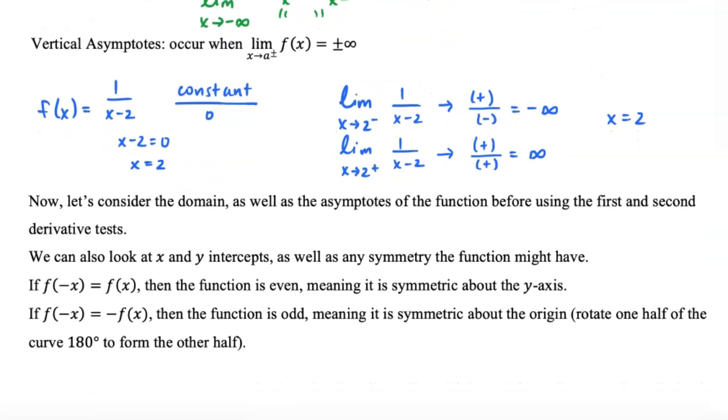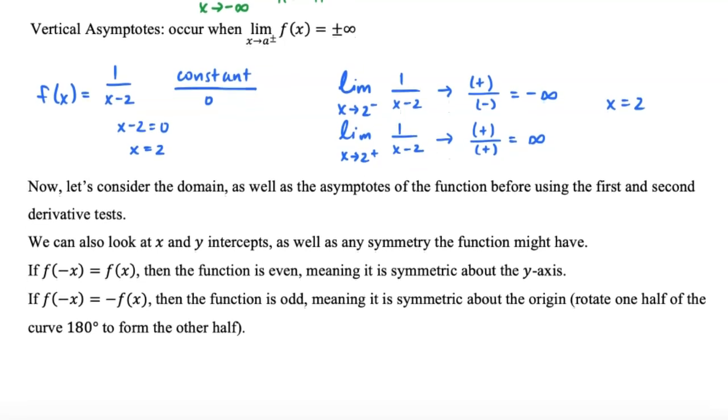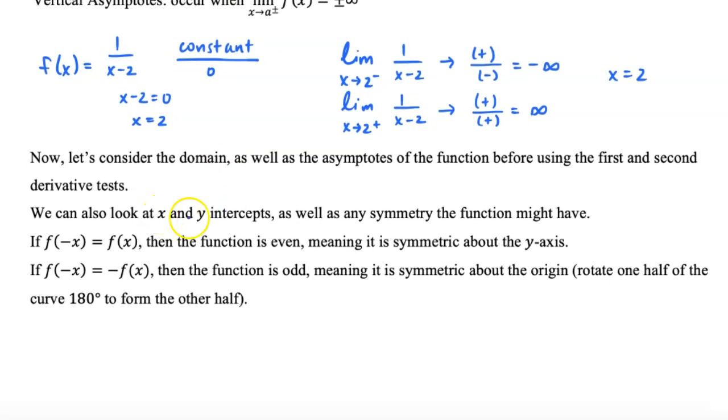Now, let's consider the domain as well as the asymptotes of the function before using the first and second derivative tests. So this will just give us more information about our function so that it's easier to sketch. We can also look at the x and y intercepts. Remember, to find the x-intercept, you're just plugging in a 0 for y. To find the y-intercept, you're just plugging in a 0 for x, as well as any symmetry the function might have. So let's talk about the symmetry.